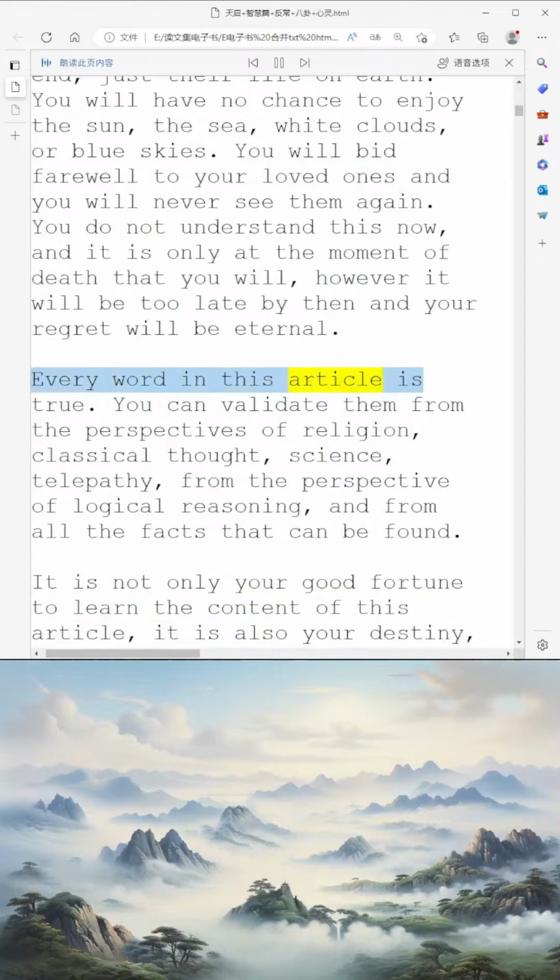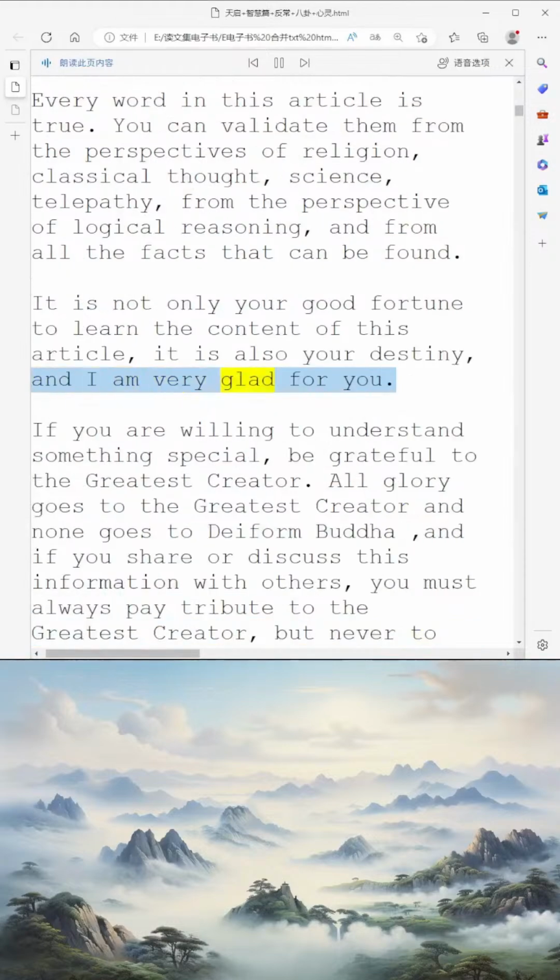Every word in this article is true. You can validate them from the perspectives of religion, classical thought, science, telepathy, from the perspective of logical reasoning, and from all the facts that can be found. It is not only your good fortune to learn the content of this article, it is also your destiny, and I am very glad for you.